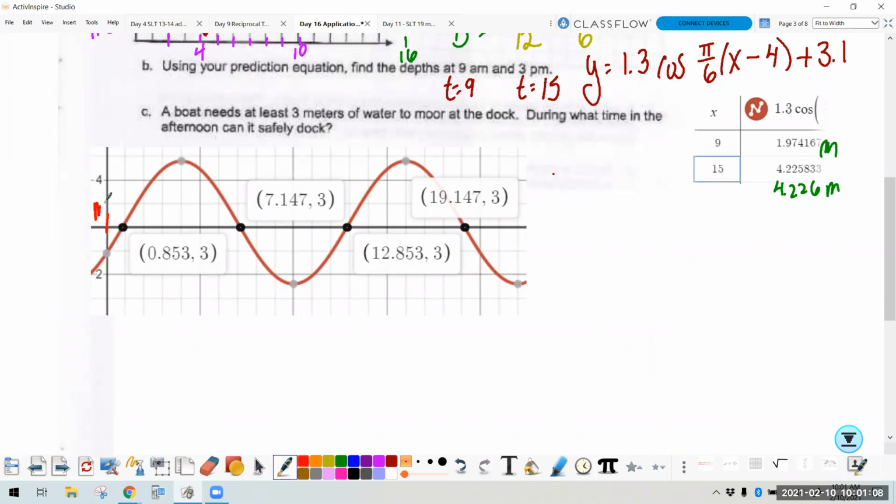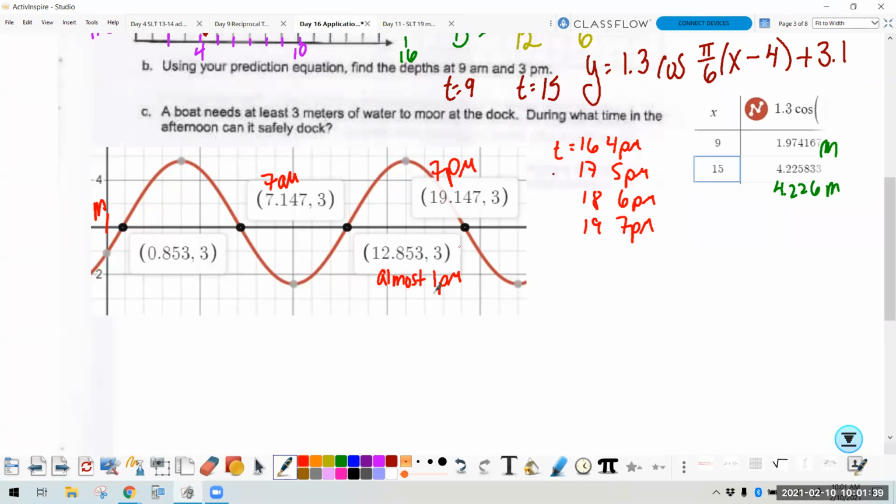So remember, this is midnight. And then let's see, afternoon. Well, so this is still 7 a.m. Ah, so this is almost 1 p.m. And then this one, so 15, 16 is 4, 17 is 5, 18 is 6, 19 is 7 p.m. So this is 7 p.m. So for this one, what times can it dock safely? I'm going to say 1 p.m. and 7 p.m.